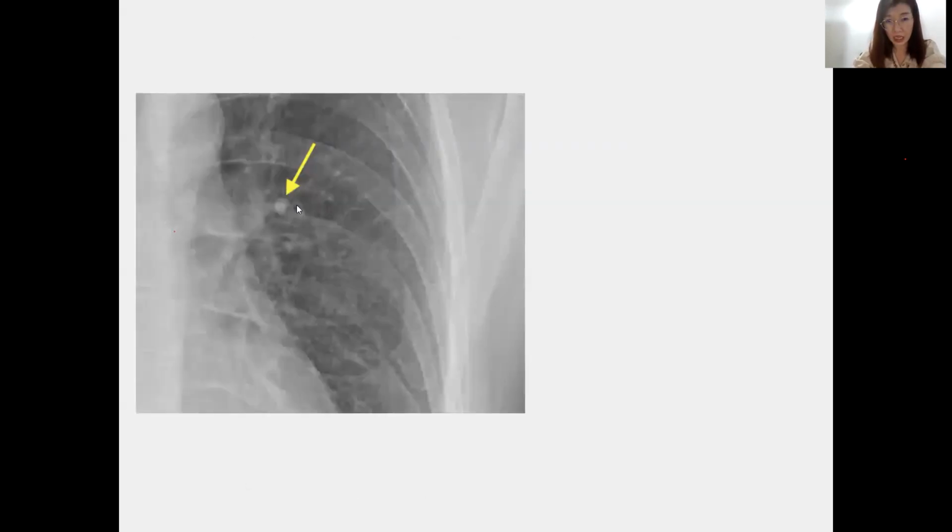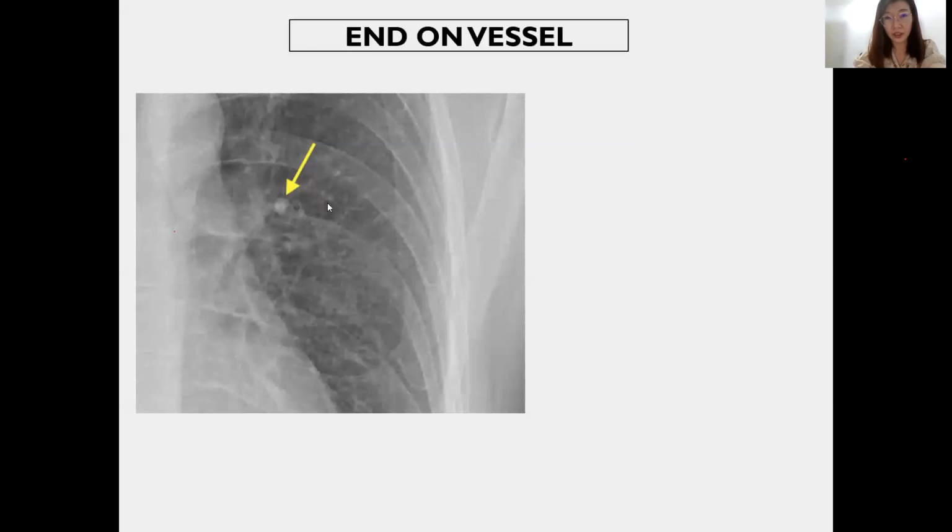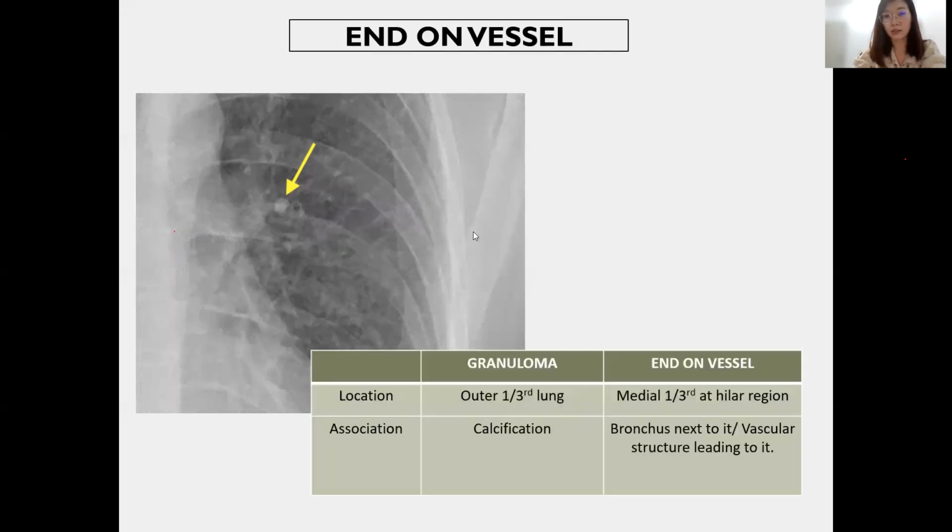Okay, next is the end-on vessel. Sometimes we might mistake this for a lung nodule, but if there is an accompanying bronchiole here, it's easier for us to diagnose this as just an end-on vessel that we're shooting on AP view and taken as looking like a lung nodule, but actually it's a vessel. If this kind of nodule occurs at a more peripheral region of the lung field, then you need to label it as a lung nodule rather than an end-on vessel.